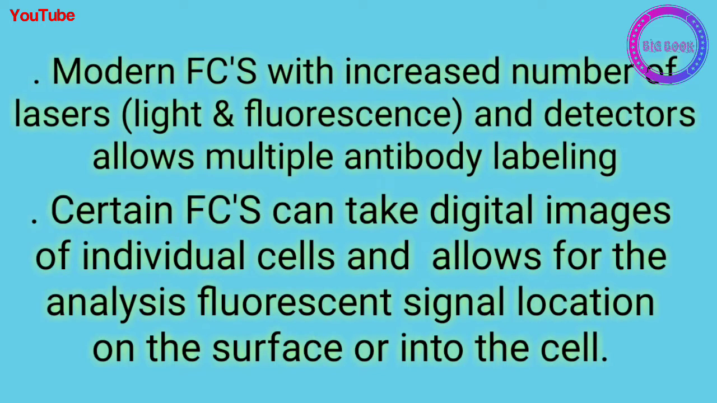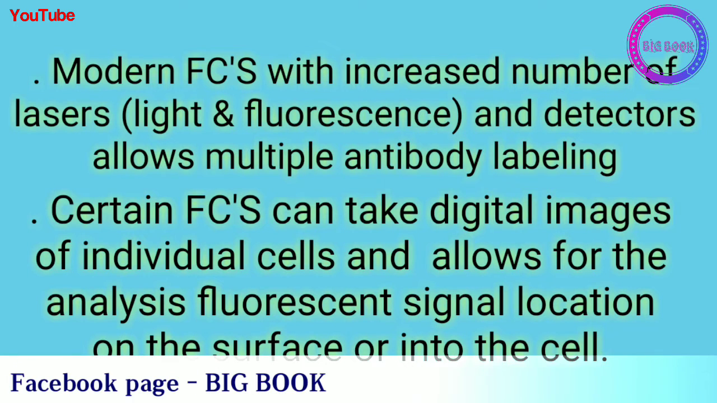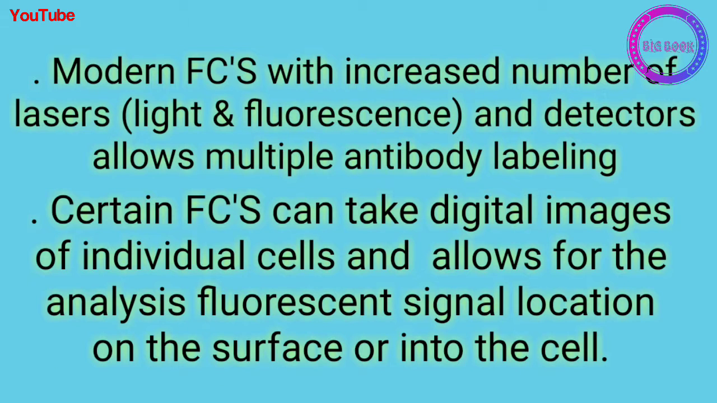Certain flow cytometers can take digital images of individual cells and allow for analysis of fluorescent signal location on the surface or inside the cell. So with these advanced flow cytometers, we can take digital images of each and every individual cell, where it can also make the analysis on the cell surface, and it can also be within the cell.